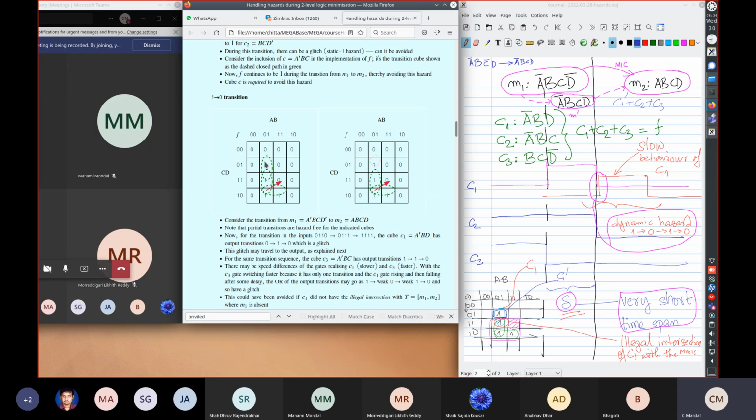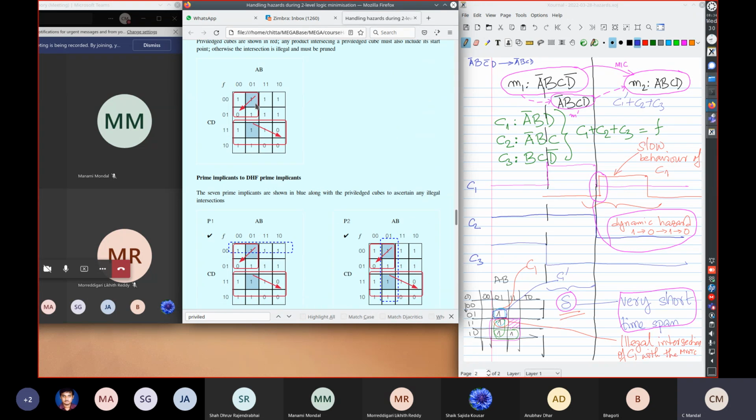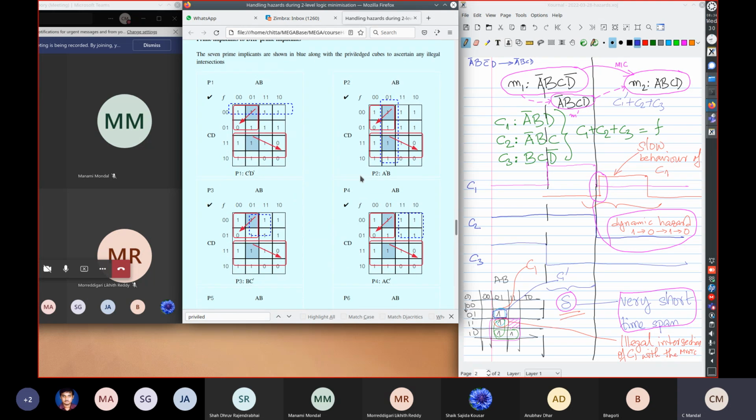So we want to remove all the cubes which intersect the transition cubes of this transition or the privileged cube of this transition, but don't include the starting point. Those are the cubes which have an illegal transition. So these are the starting points. So now you try to do a Karnaugh map reduction and let us see what we get.